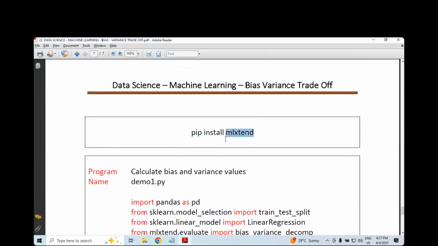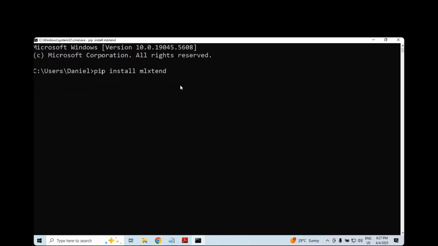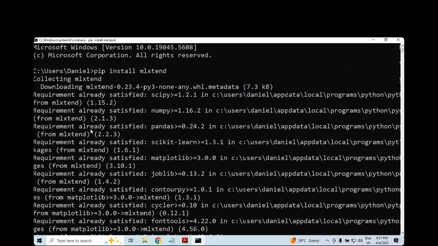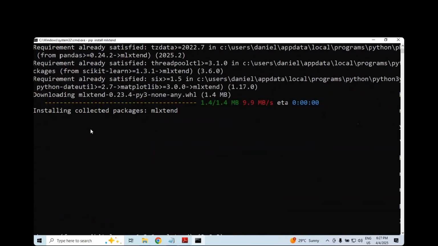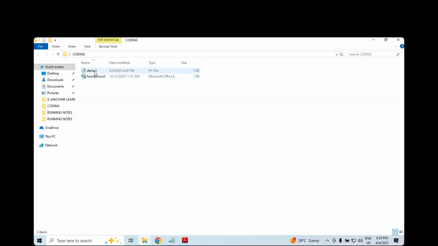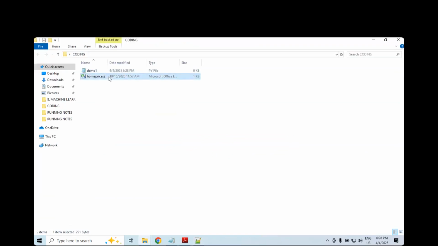This is the library, so we need to install it. Daniel, why? To calculate the bias value and variance value. Do you want to see the bias value and variance value? In scikit-learn, there is no predefined function. Don't expect it. Easy. Come on, then let's move on. Very nice scenario we are going to see.